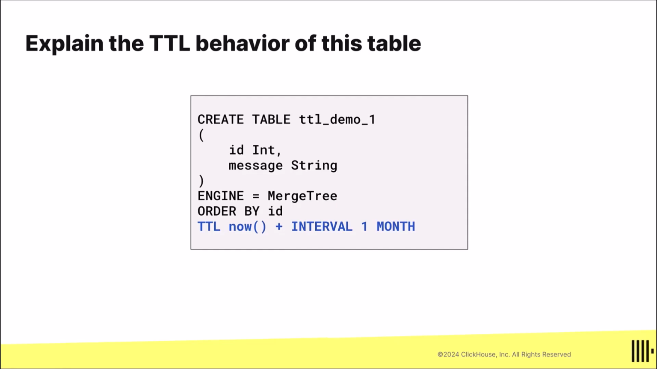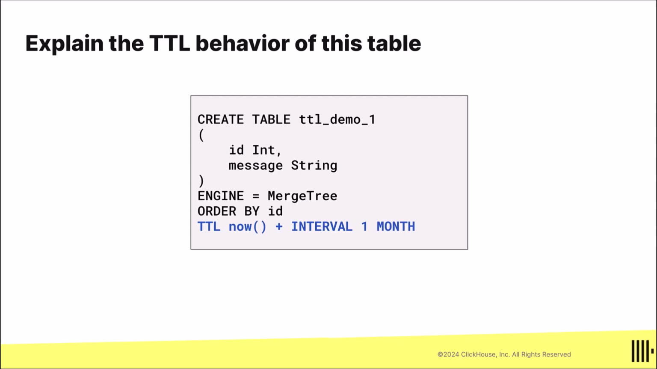And look at the end of this table definition. You can see where it says TTL is now, so whenever the row is inserted, plus 1 month. And that's a nice common syntax in ClickHouse, this interval 1 month. You can use that expression in all sorts of date time functions. So what's going to happen? Well, when I insert a row, ClickHouse is going to keep track of when that row was inserted.